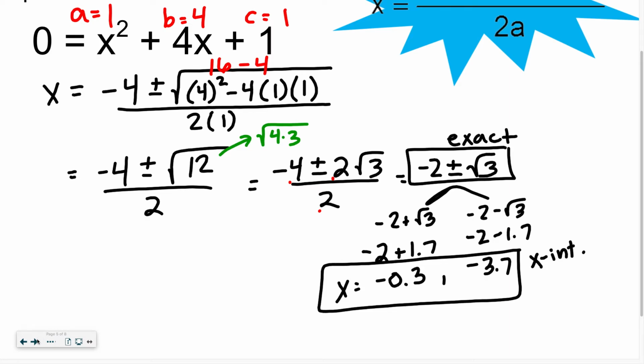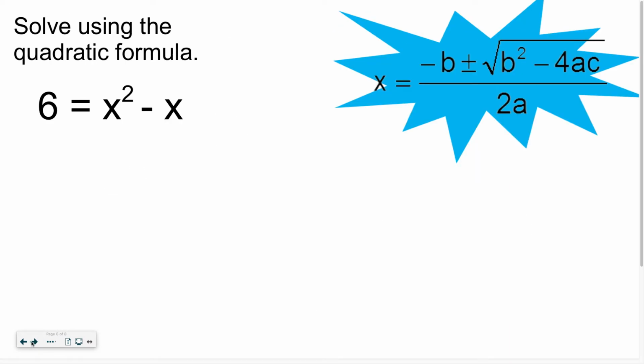Okay, let's do another example. And remember, you might want to include an extra example in your notebook, or maybe you want to just follow along and make sure you're okay with all of where our numbers came from. Okay, so we're going to solve using the quadratic formula. We have 6 equals x squared minus x. Be real careful here. You can't identify a, b, and c until one side is equal to 0. So I'm going to go ahead and subtract 6 from both sides. So we have 0 equals x squared minus x minus 6.